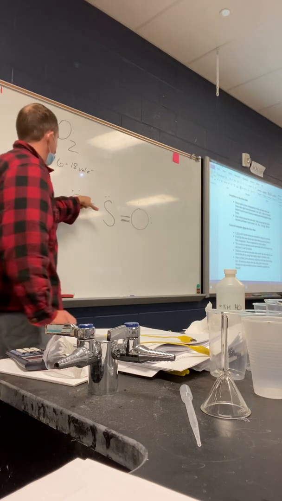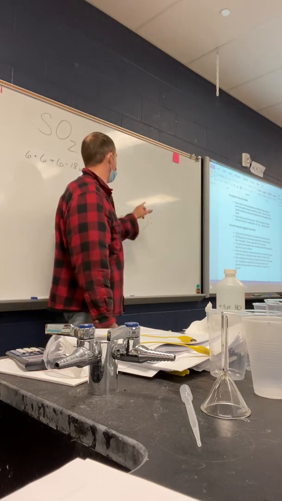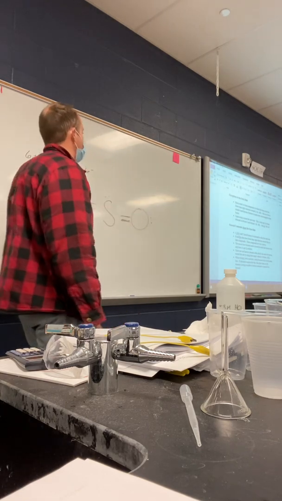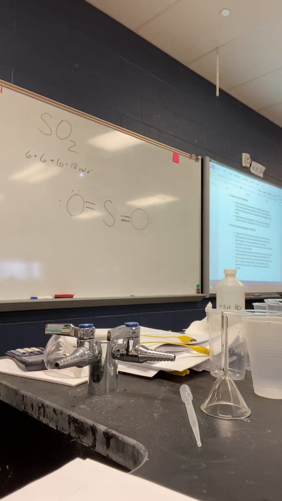Oxygens, 2, 4, 6, 8. That one's good. This oxygen, 2, 4, 6, 8. That one's good. All of the rules are satisfied. This one has been completed. This is the drawing of the molecular structure of sulfur dioxide.